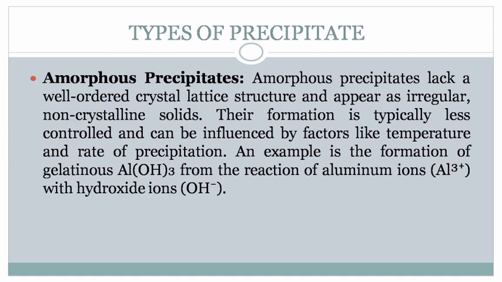Second, amorphous precipitates. Amorphous precipitates lack a well-ordered crystal lattice structure and appear as irregular, non-crystalline solids. Their formation is typically less controlled and can be influenced by factors like temperature and rate of precipitation. An example is the formation of gelatinous Al(OH)3 from the reaction of aluminum ions, Al3+, with hydroxide ions, OH-.